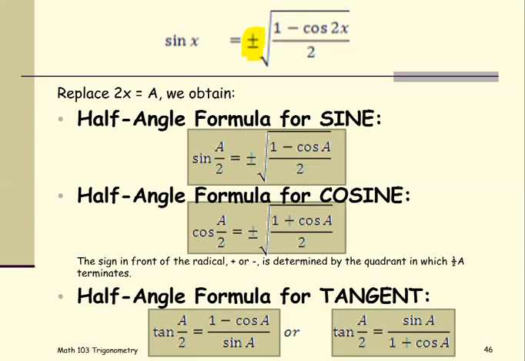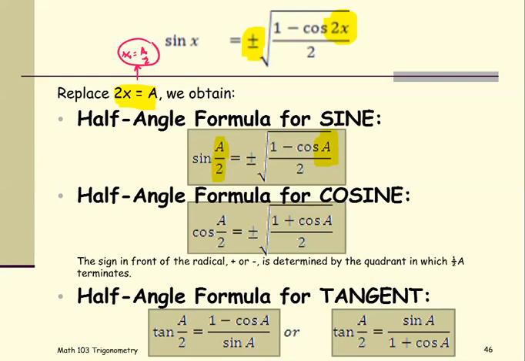Now, if you replace the 2x with the value A, the double angle here becomes just A. So then x is A over 2, or half of A. Now we have derived the half angle formula for sine: sine A over 2 is plus or minus the square root of 1 minus cosine A divided by 2.